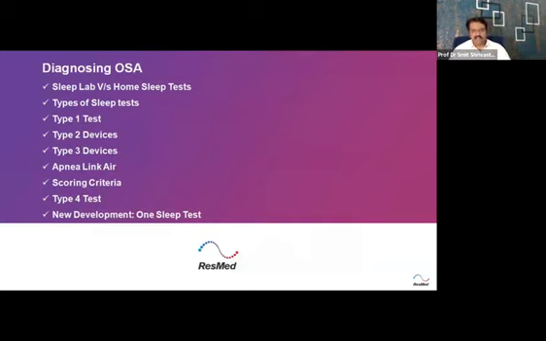Diagnosing OSA, this is the second step. There are different types of devices. Now, devices have also been typified as type 1, 2, 3, and 4.